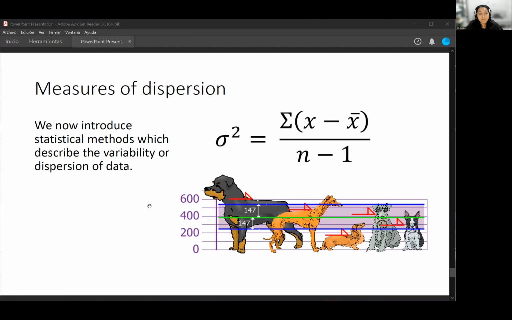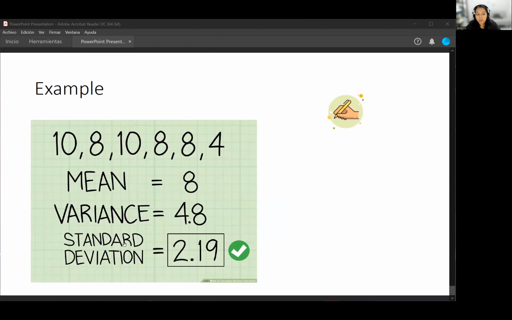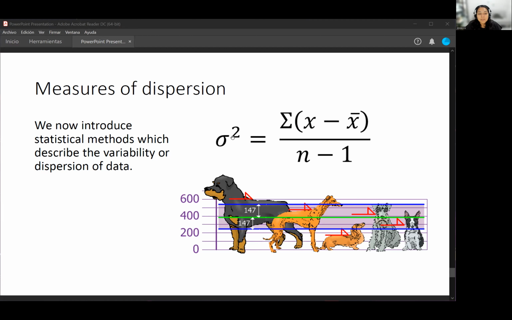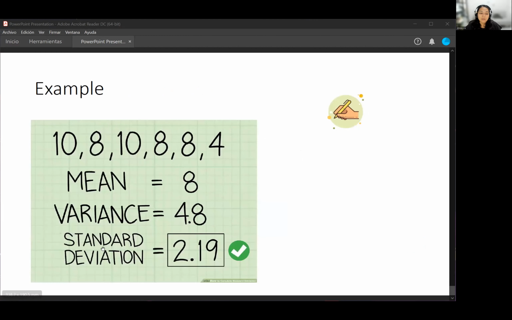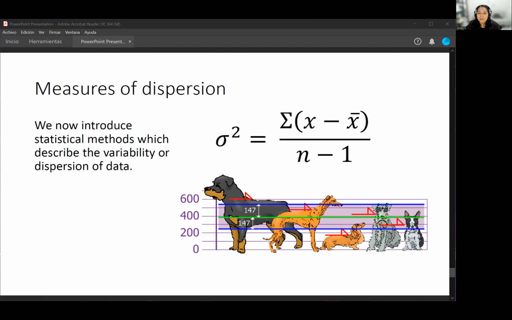For this dispersion, we have the variance and the standard deviation. The variance is expressed in squared values, but the standard deviation is just the square root. So this is the variance, and as you can see, it's up to 2. If you want to calculate the standard deviation, you only need to cancel the square by taking the square root. And that gives the standard deviation, which is the most common to present on any data.